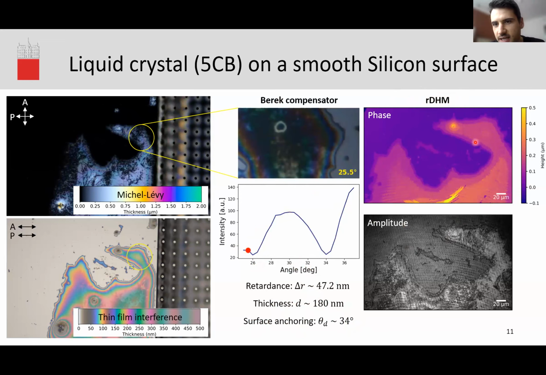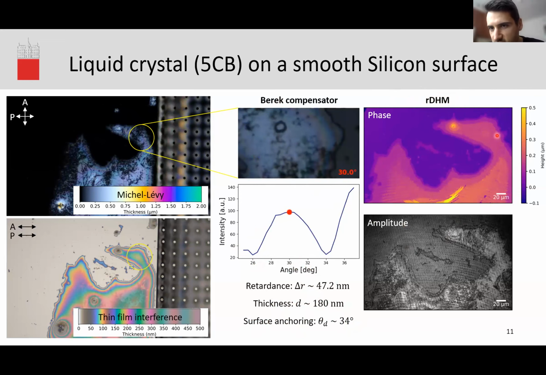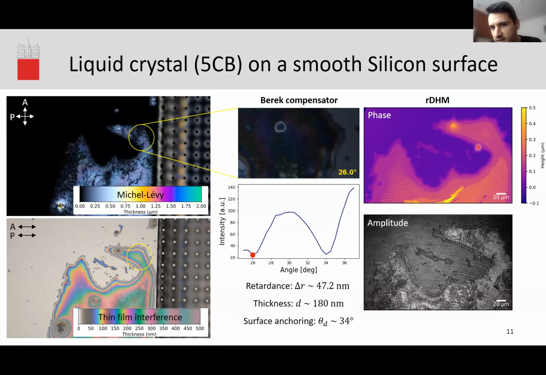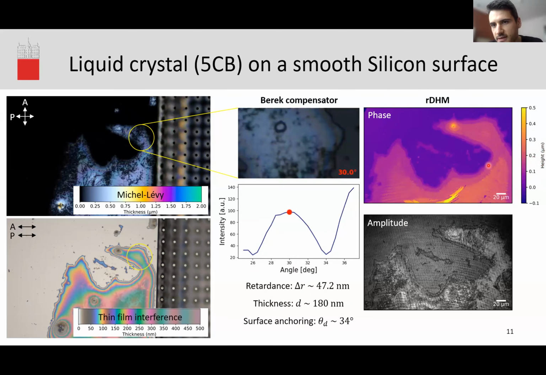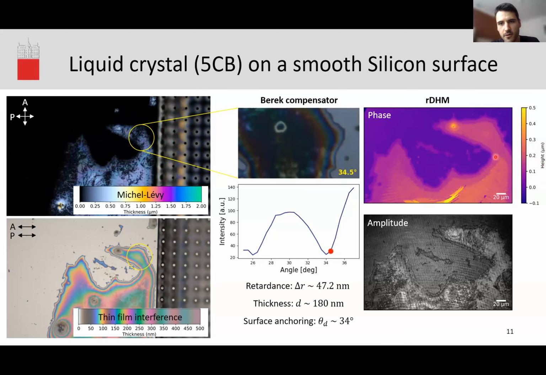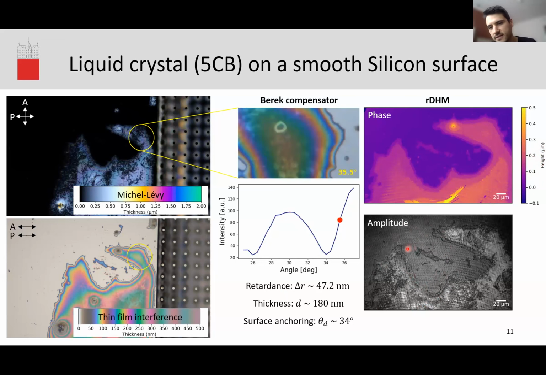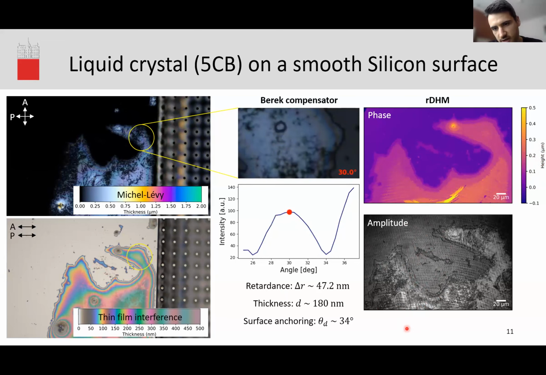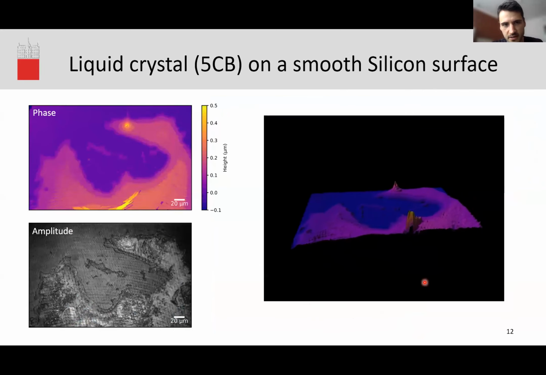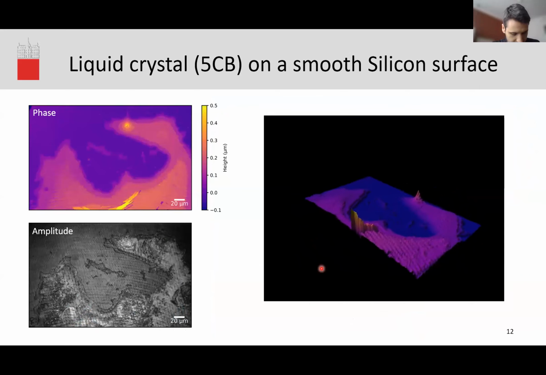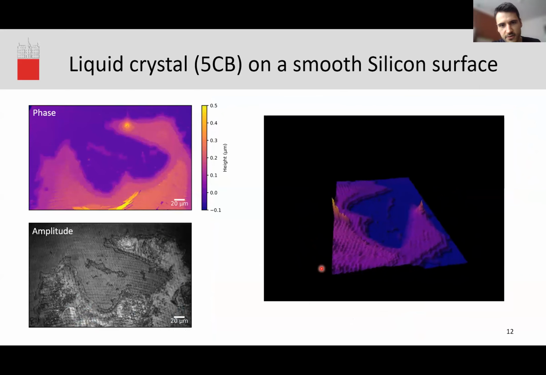So here on the right side, we see the reconstructed phase, and actually this is already converted to height, or the topography of the liquid crystal. And by observing the color chart, we can see that it matches quite well the thin film interference. And then we also get this amplitude image. So basically more information with this modality. So yeah, this is a rendering.